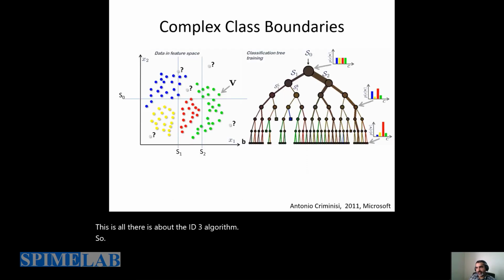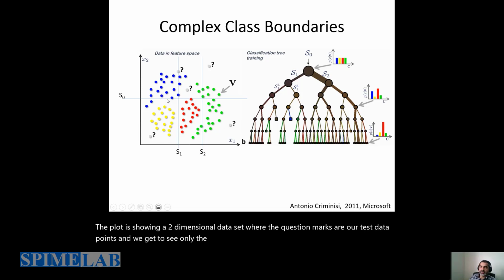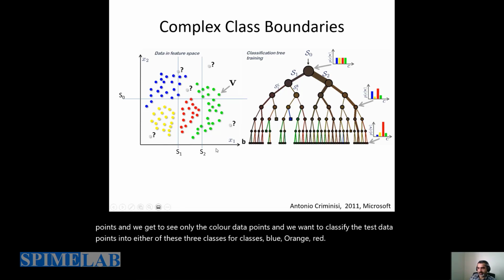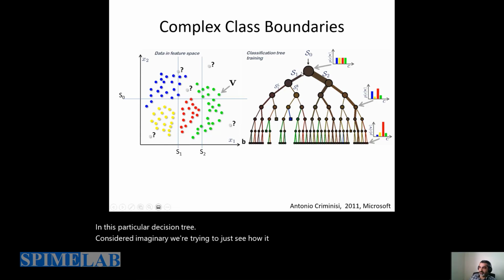So in this example, the plot is showing a 2-dimensional data set where the question marks are our test data points, and we get to see only the colored data points. And we want to classify the test data points into either of these 4 classes: blue, orange, red, and green. So in this particular decision tree, considered imaginary, we are trying to just see how it works in terms of the division of the data.